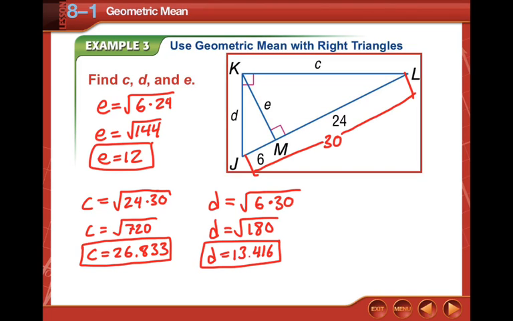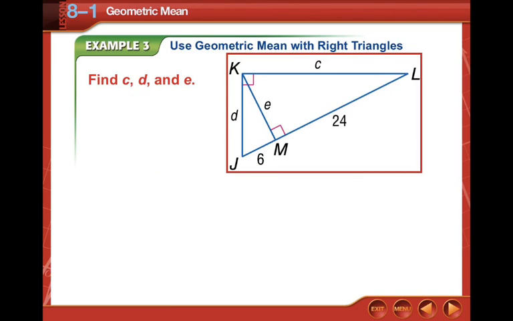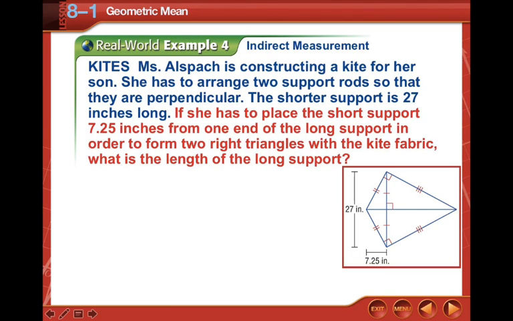All right, so let's jump into our next problem. We have one problem left for geometric mean, and then we will be looking at the Pythagorean theorem and Pythagorean triples. So our next one is a more real-world type problem. Miss A, I don't know how to pronounce that name, so I'm just going to call her Miss A, is constructing a kite for her son.